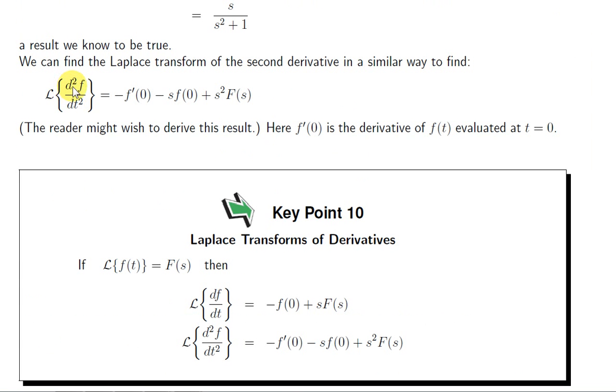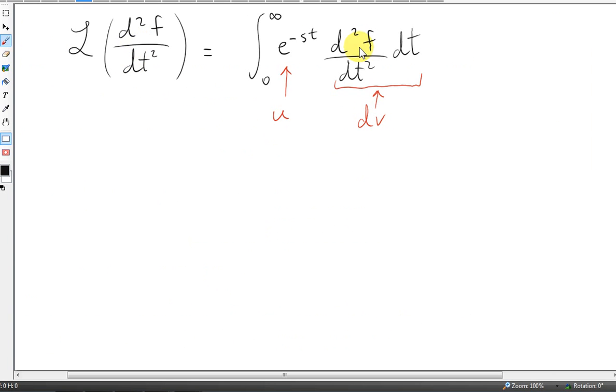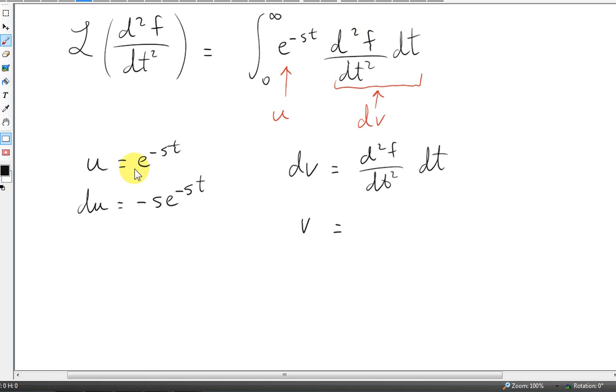Let's get the Laplace transform of the second derivative of f with respect to time. So we apply the definition, we multiply by e to the minus st and integrate with respect to t from 0 to infinity. I will let u equal e to the minus st. So differentiating this, as we've seen, we get minus s e to the minus st times dt. So that's du. Here's dv, so we need to integrate the second derivative of f with respect to time. Well, that's just going to give us the first derivative of f with respect to time.